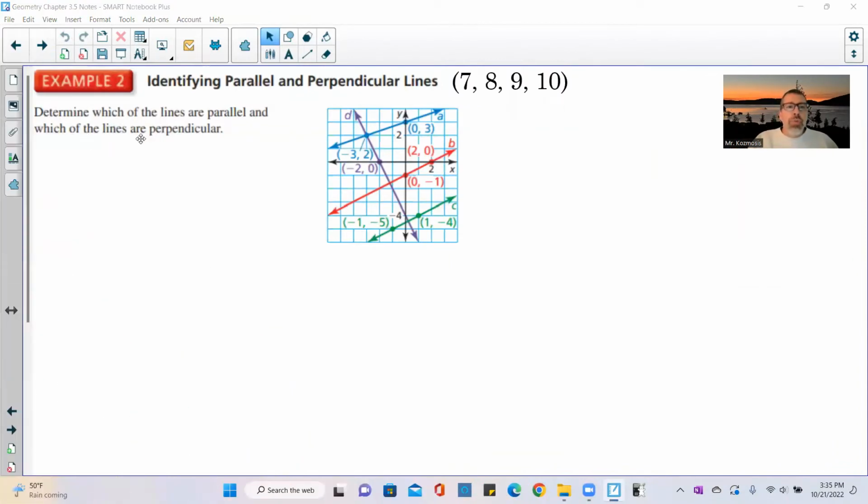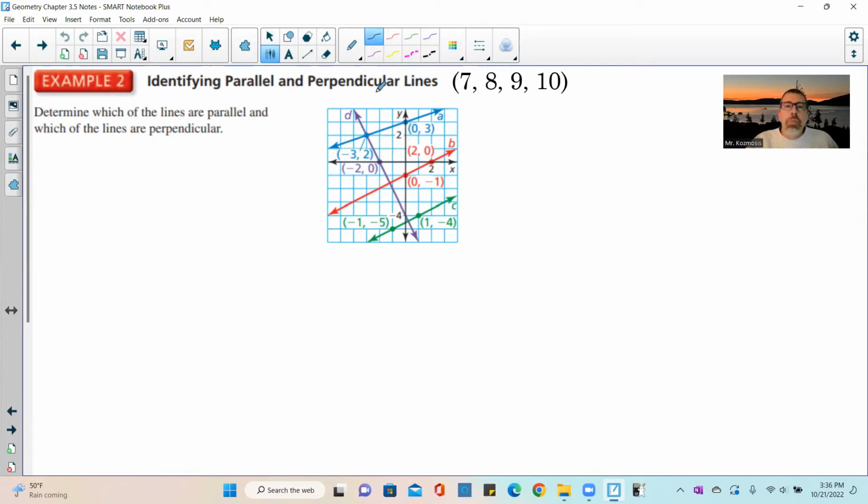Okay, example 2, we're going to identify parallel and perpendicular lines in this diagram. It says determine which of the lines are parallel and which of the lines are perpendicular. And looking at this, you might want to say, oh, the red and the green one are parallel, and the purple one's perpendicular to them, but the blue one looks like it's off a little bit. But you don't want to assume anything.